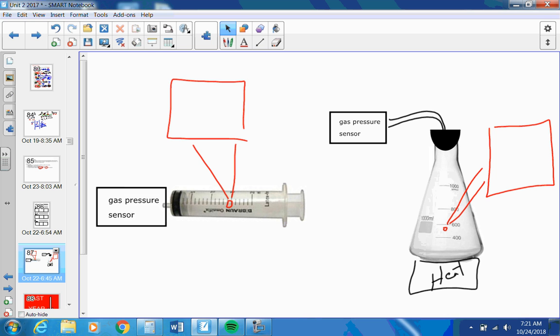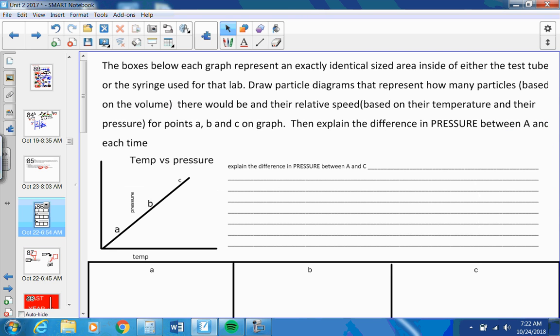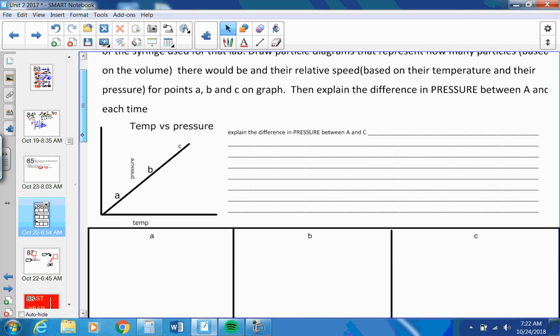All of these particle diagrams are kind of trying to relate to, if you can imagine, one little area right inside of there, and don't draw the entire syringe or the Erlenmeyer flask. We're focusing on some mythical area, if we could, at the particle level. My suggestion is keep your particle numbers low, so it's easy to see the changes, and also just easier for you.